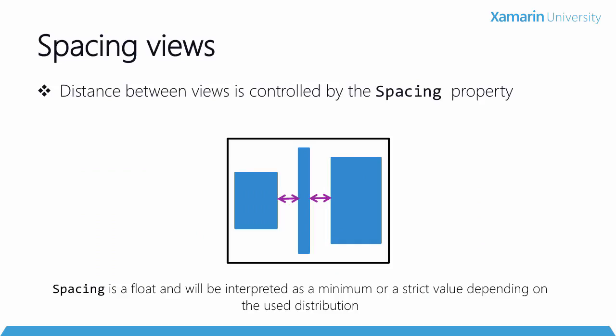In the previous slide, when we talked about distribution, we heard that we can have equal spacing. So that means there must be a way to define the space between views. And for that, we got a spacing property. That's just a float value that controls how much space is going to be left between the views. And it is interpreted differently. For the distribution fill equally, it is the minimum value. And for fill proportionally, it's used as a strict value.